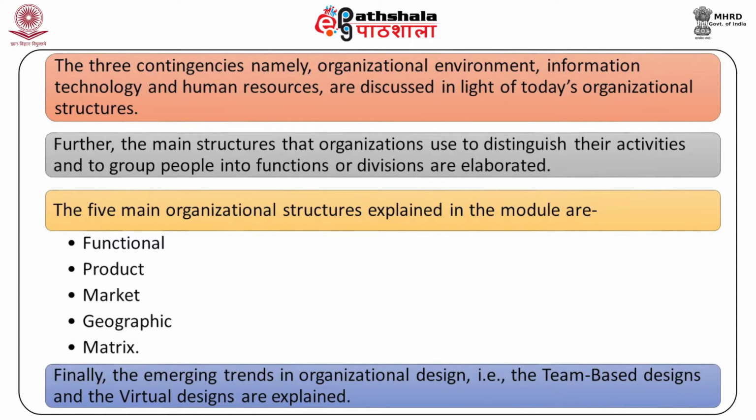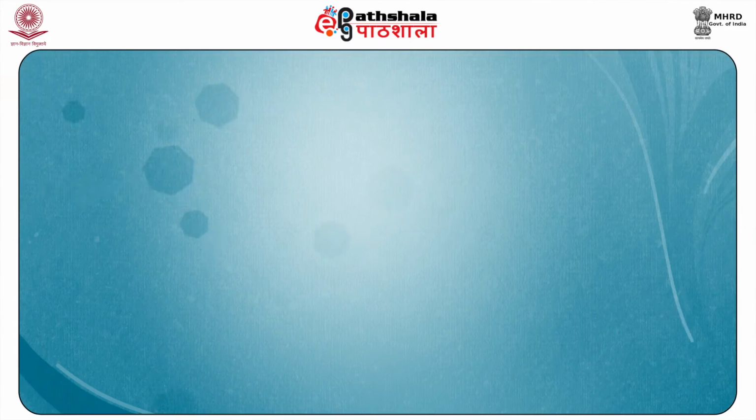Further, the main structures that organizations use to distinguish their activities and to group people into functions or divisions are elaborated. The 5 main organizational structures explained in the module are functional, product, market, geographic, and matrix. Finally, the emerging trends in organizational design, that is, the team-based designs and the virtual designs, are explained.